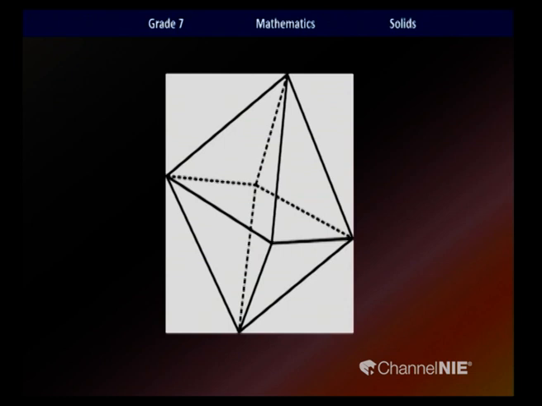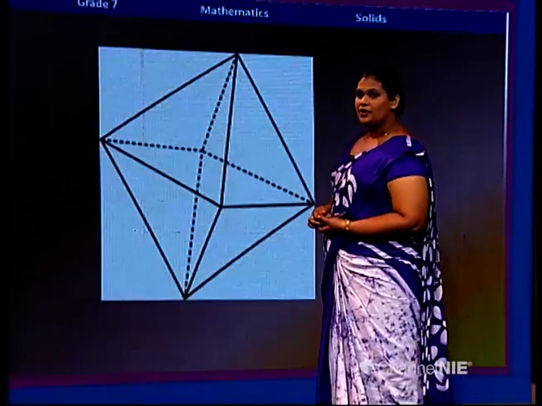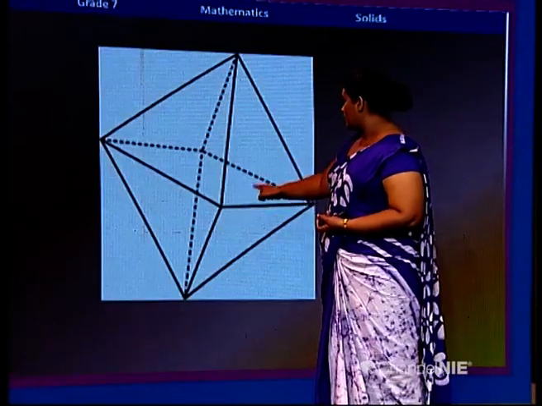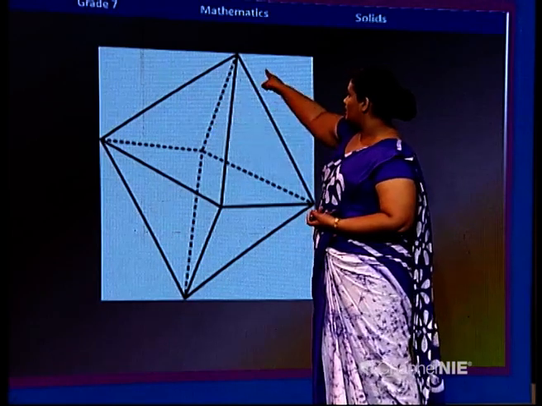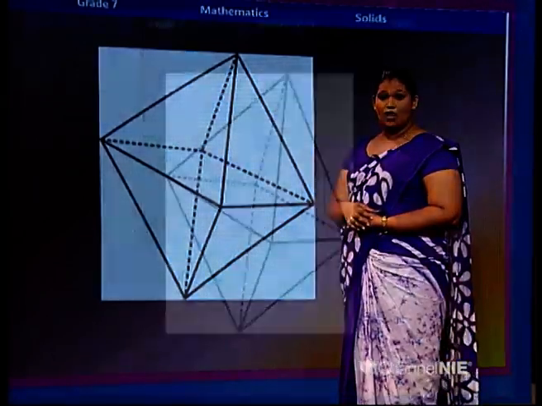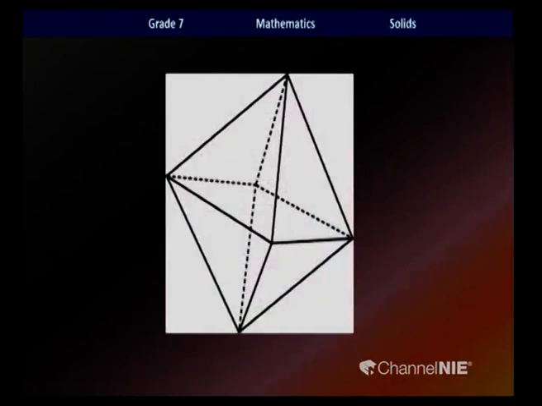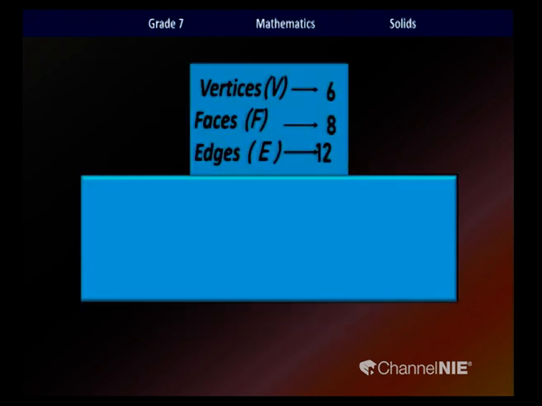Then let's count the number of vertices. We have 1, 2, 3, 4, 5, 6. We have got 6 vertices. Right. Now we have already got the answer for the first part of the question. We can say we have 6 vertices, 8 faces and 12 edges.